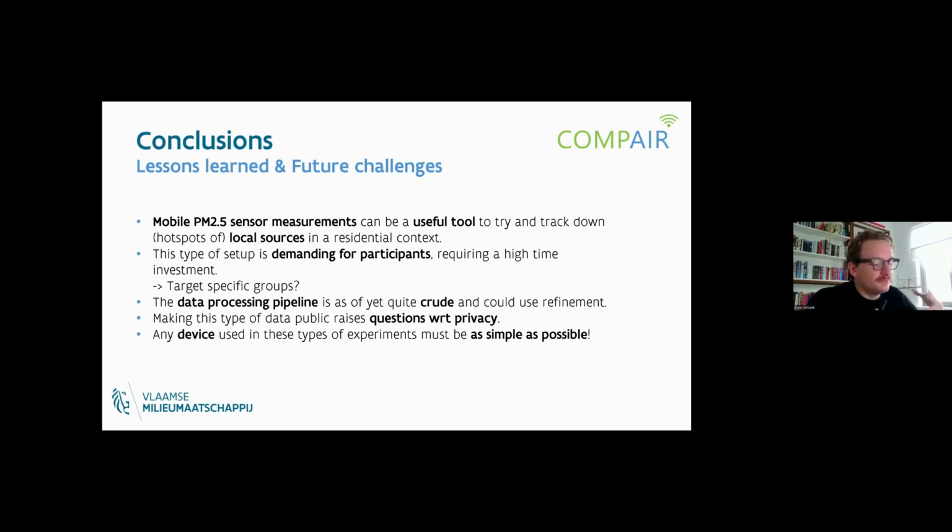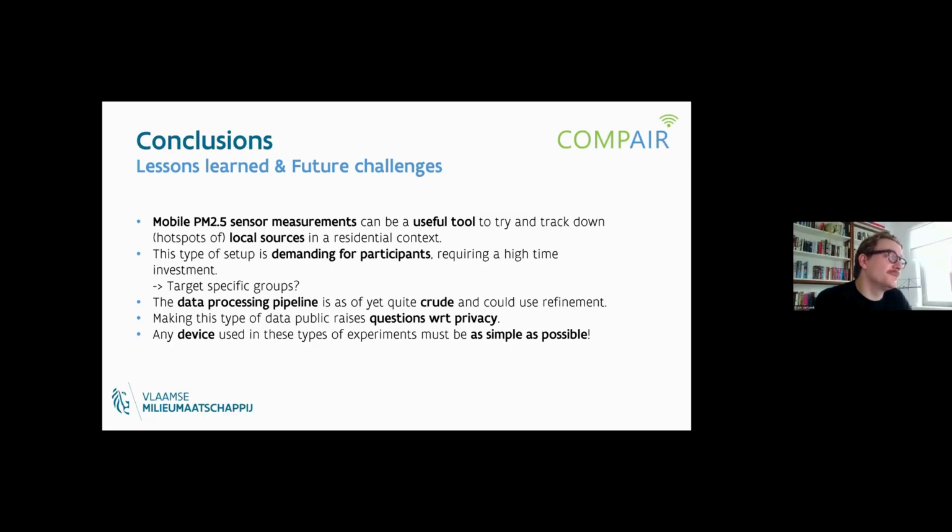Another question, which is maybe a bit broader within the context of this experiment: making this type of data public, of course, raises questions with respect to privacy. First of all, people's trajectories obviously shouldn't be made public like this, but also maybe a hotspot map could raise some accusatory sentiments towards people who live in these hot zones. So, I mean, this is a complicated issue that needs to be thought about a bit.